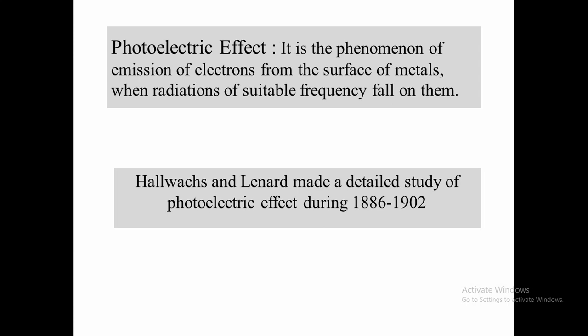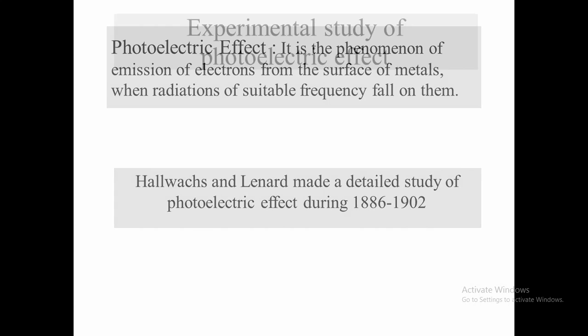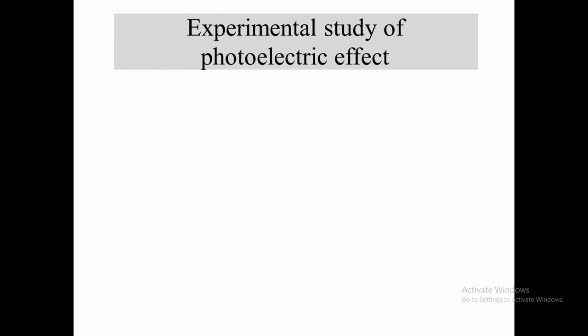It is the phenomenon of emission of electrons from the surface of metals when radiation of suitable frequency falls on them. The emitted electrons are called photoelectrons, and the current so produced is called photoelectric current. Hertz's observations: the phenomenon of photoelectric emission was discovered by Heinrich Hertz in 1887 when he was working with his electromagnetic wave experiment. Later, Hallwachs and Lenard studied the photoelectric effect in detail during 1886 to 1902.